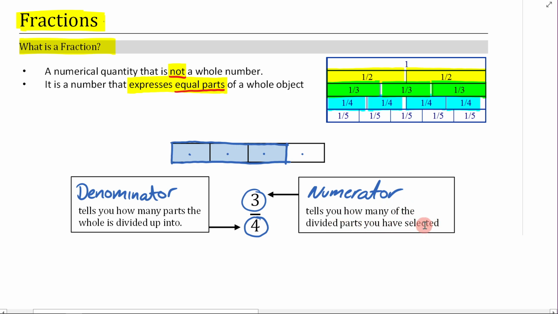Okay, so that's the first part of this lesson. We've gone through a bit of a definition of what fractions are, and we've learned about the denominator and the numerator.